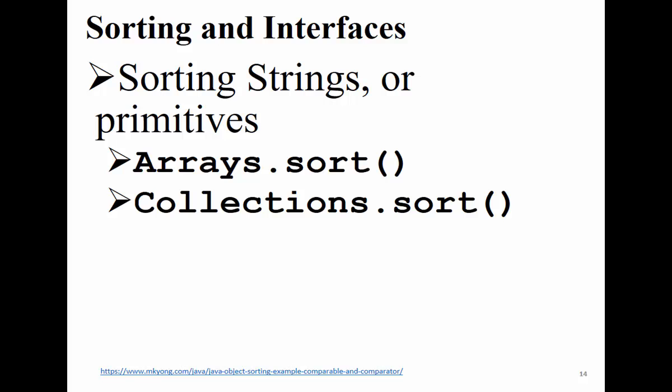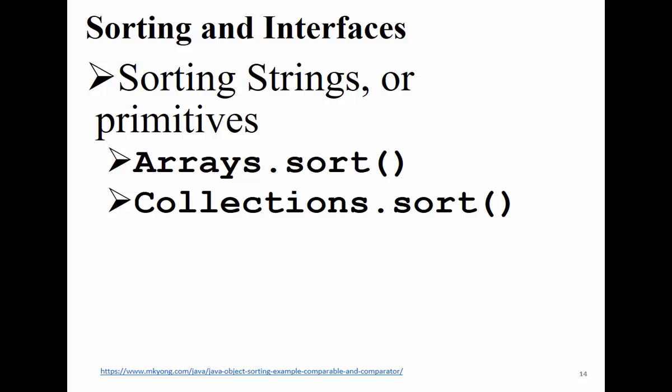Arrays and Collections are utility classes. You cannot create an object from Arrays or from Collections because they are utility classes. They have private constructors. But they have a set of methods to manipulate arrays. So we have here Arrays.sort and Collections.sort. These depend on the implementation of compareTo and sometimes Comparator interfaces.